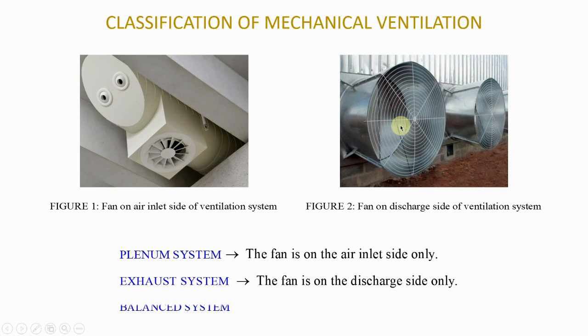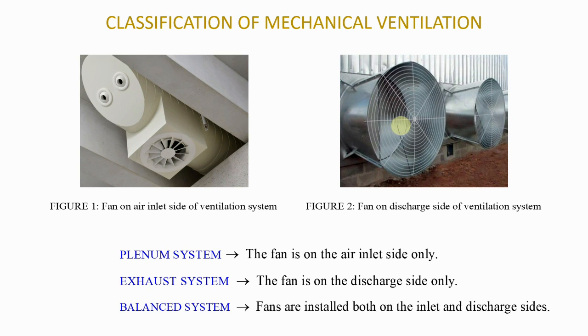But you also have something that we refer to as a balanced system. In this case, you have fans on both sides. So there is a fan on the inlet side of the ventilation system, and then you also have a fan on the discharge side of the ventilation system. And so these are the three main mechanical classifications of ventilation. These are the three that are very important, that may be worth remembering, at least for you who is doing fluid mechanics N6.